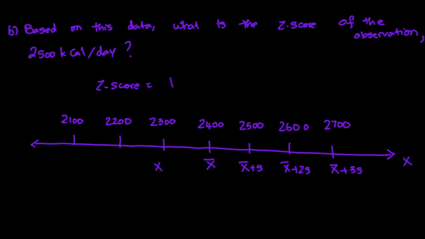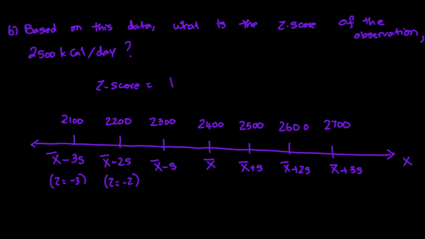This is x bar minus s, x bar plus 2s, excuse me, that is x bar minus 2s and x bar minus 3s. Just by looking at this, I can immediately connect the observation to a z-score. The z-score of 2100 is negative 3. The z-score of 2200 is negative 2.